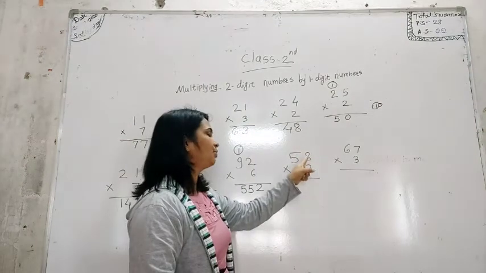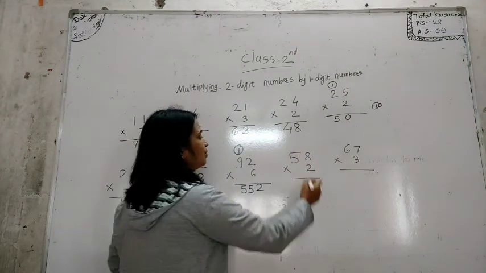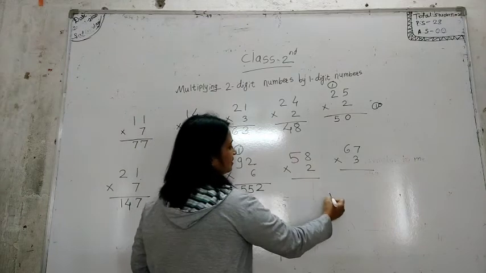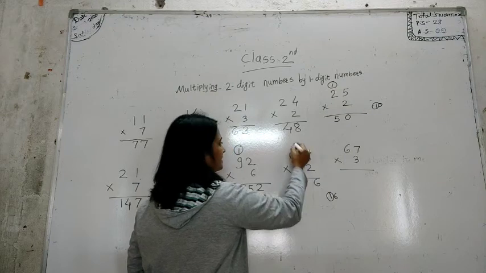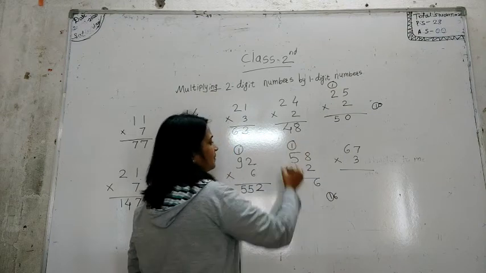8 2s are, or 2 8s are, so 2 8s are 16. So I write here 6, and this one as a carry I write here at the tens place.